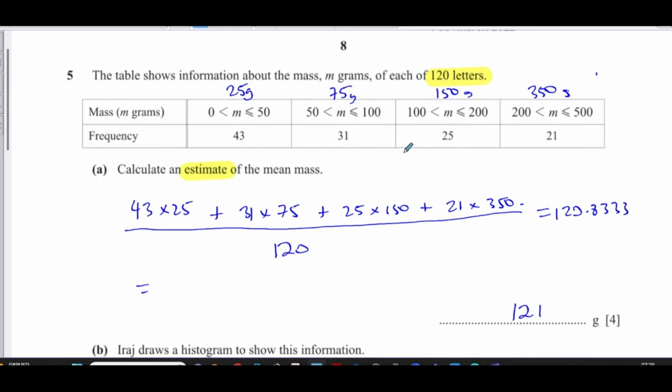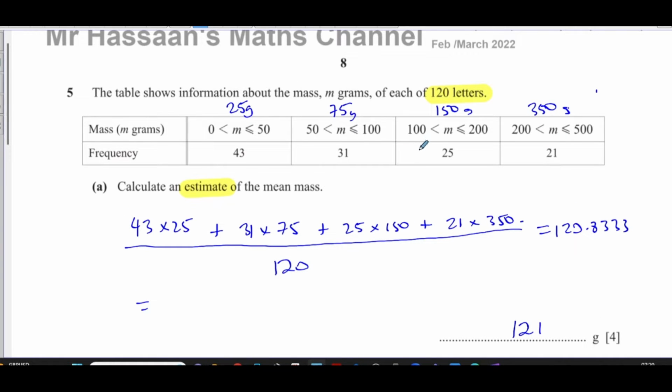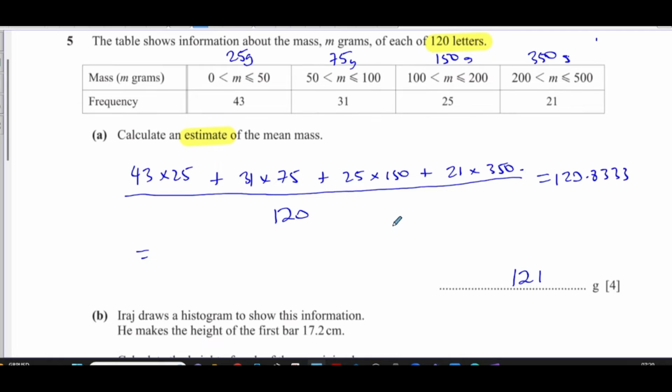Calculate an estimate of the mean mass. Sometimes they ask you why it is called an estimate, and you would say that because we don't know the actual masses of any of the letters, so we have to estimate by using the mid-interval value, as we did. All right, so there's the answer to part A.